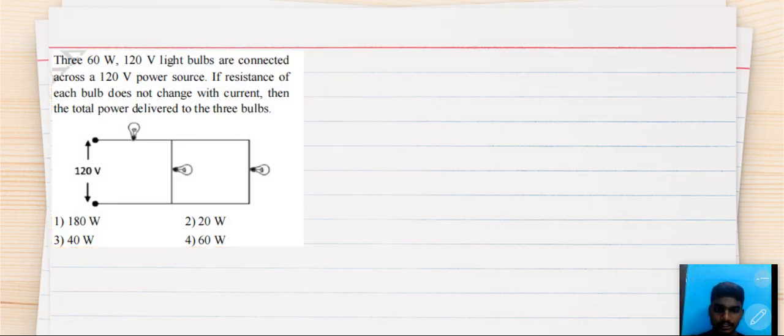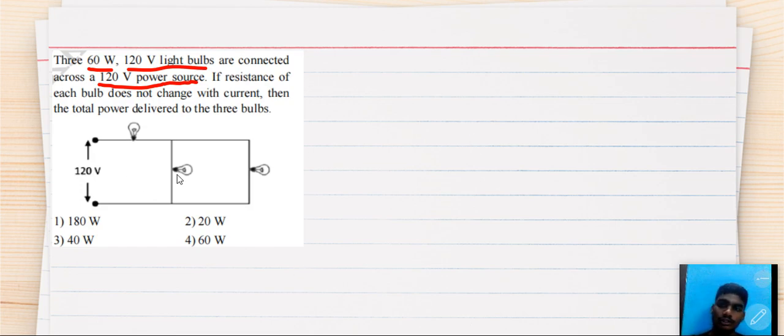Hello everyone. Here the question is: three 60 watt, 120 volt light bulbs are connected across a 120 volt power supply. If the resistance of each bulb does not change with current, then the total power delivered to the three bulbs is going to be what? So the total power delivered to the three bulbs is what we have to find.